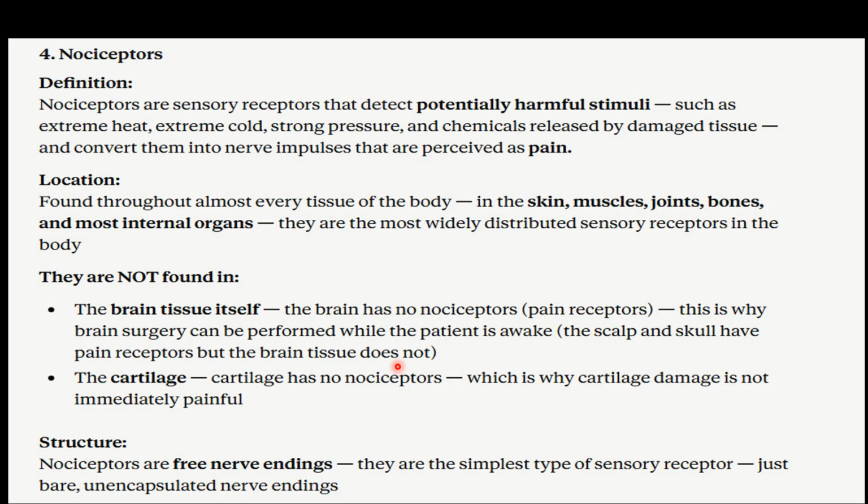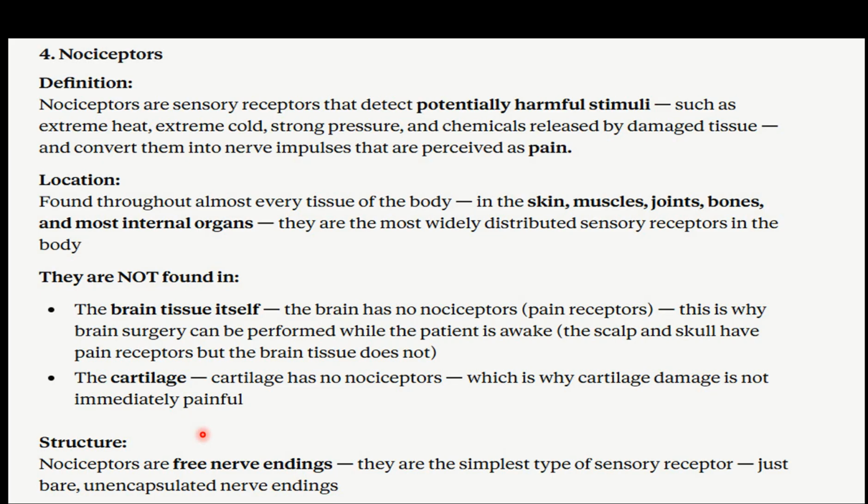Second is cartilage. Cartilage has no nociceptors, which is why cartilage damage is not immediately painful. So these are the two things that you should know. Structure wise, nociceptors are free nerve endings. They are the simplest type of sensory receptor, just bare, unencapsulated nerve endings. Clear? So I think structure wise we are good, definition wise we are good, location is also clear, and we also know where we don't have nociceptors or pain receptors.